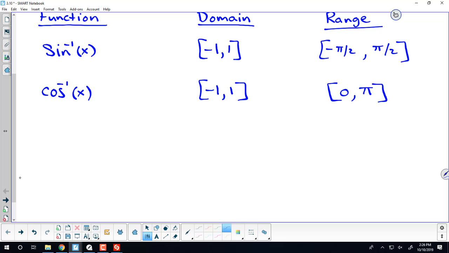We have inverse tangent of x, whose input is all real numbers, but outputs are from -π/2 to π/2, not including π/2. So if you remember the graph of tangent, tangent had vertical asymptotes at -π/2 and π/2. So the vertical asymptotes on the graph of tangent would turn into what on the graph of inverse tangent? Horizontal asymptotes.